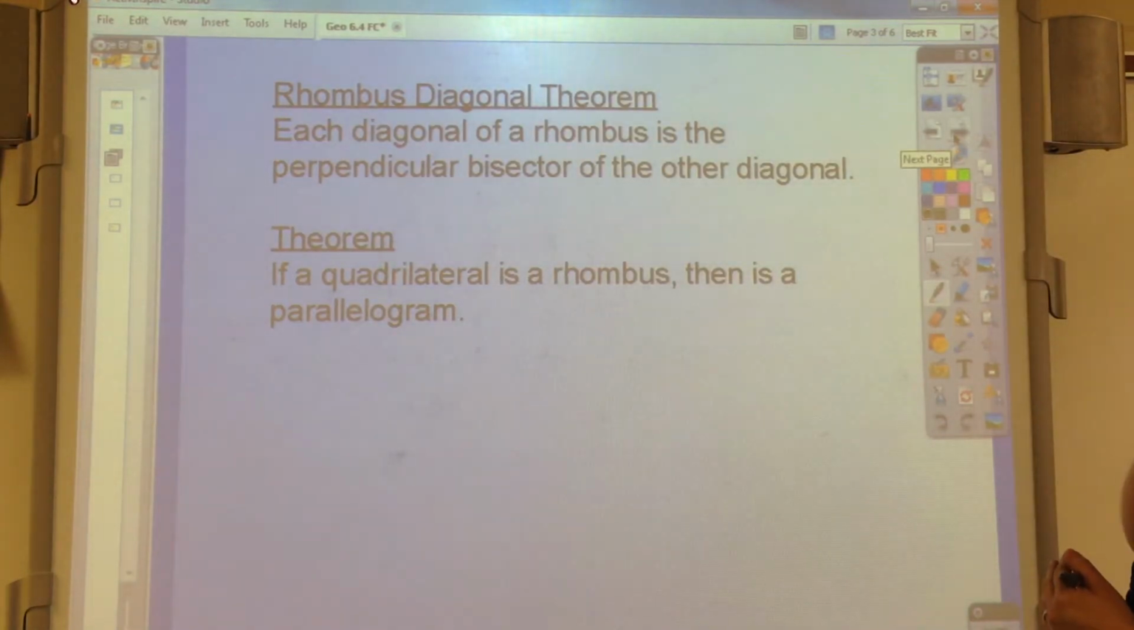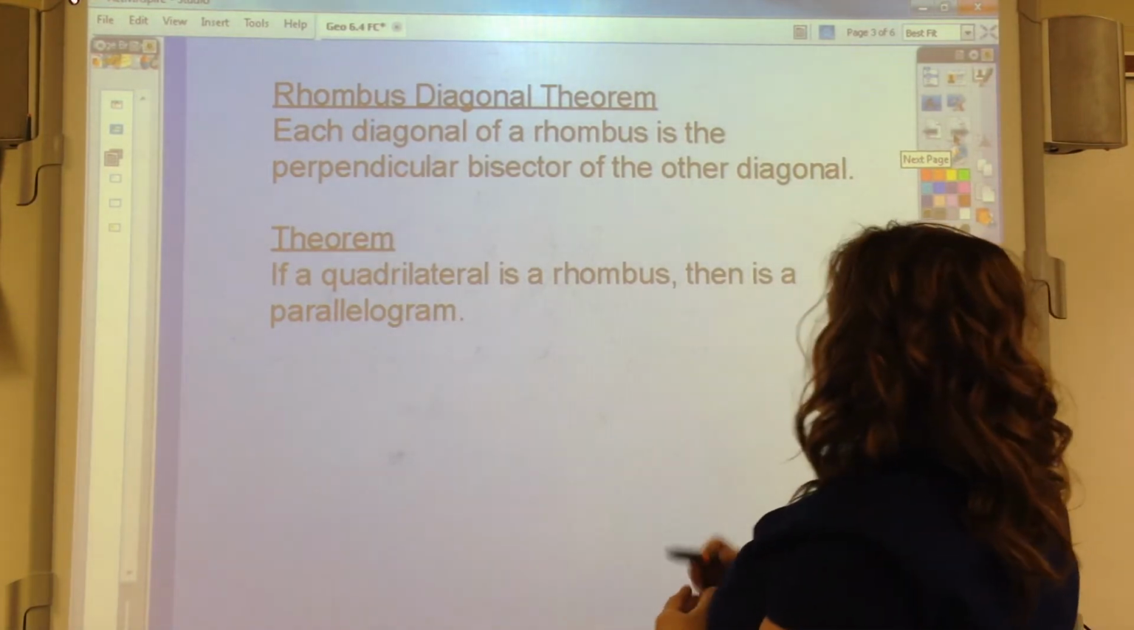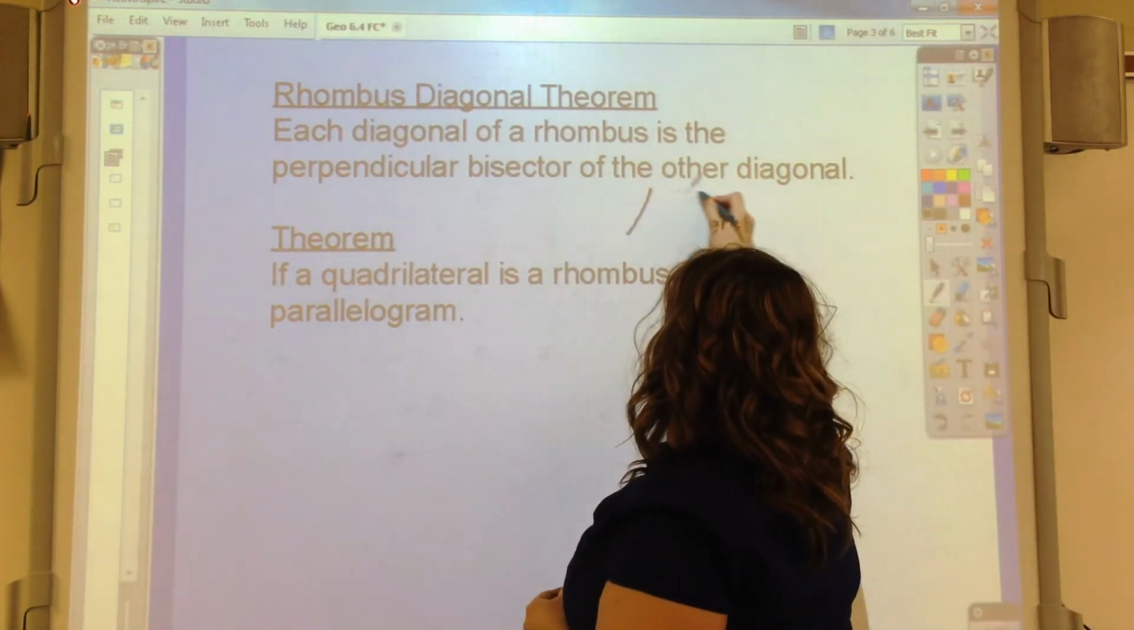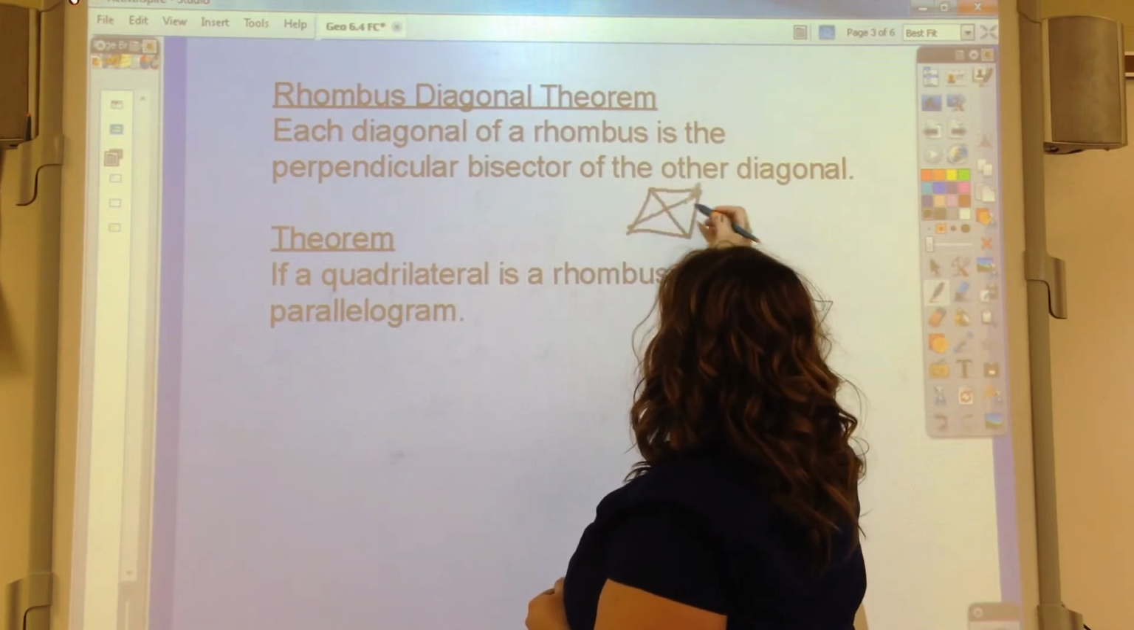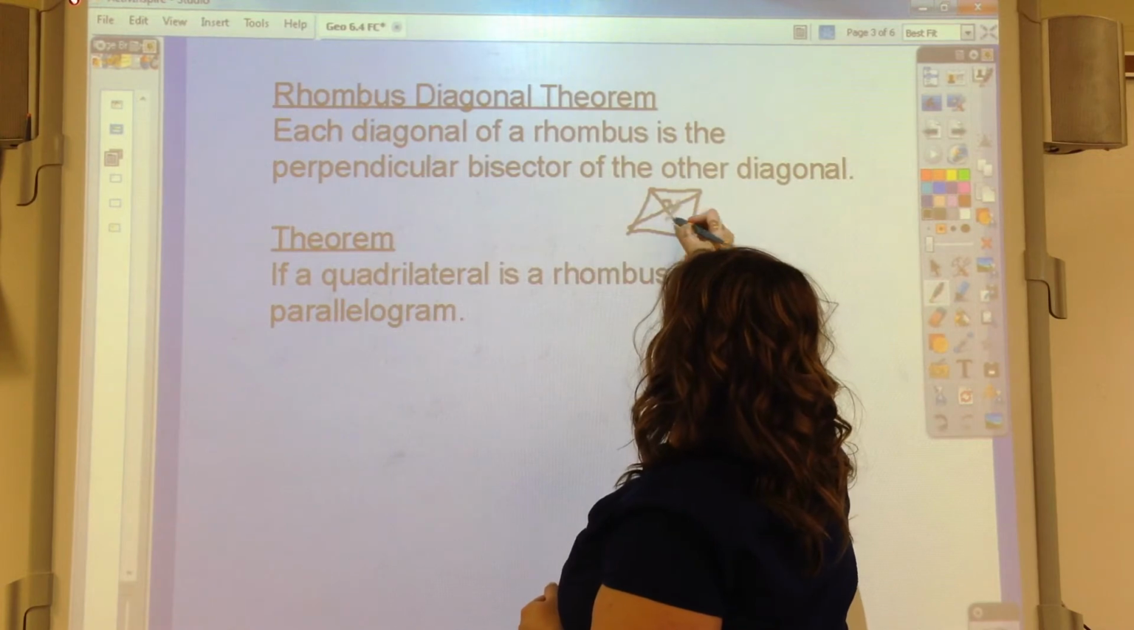For my rhombus diagonal theorem, each diagonal of a rhombus is the perpendicular bisector of the other diagonal. So this diagonal will perpendicularly bisect the other diagonal.